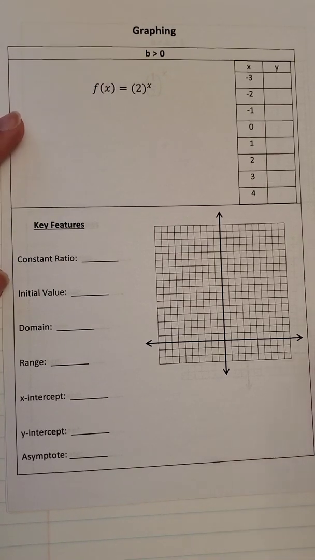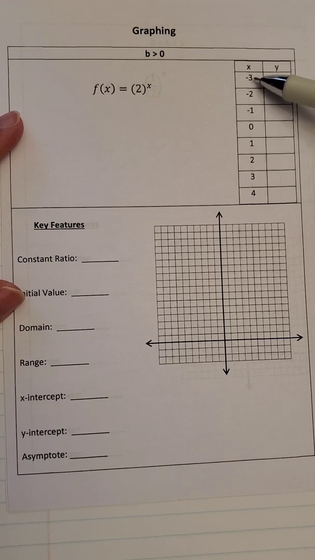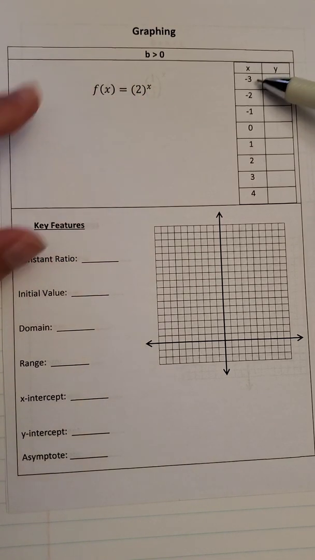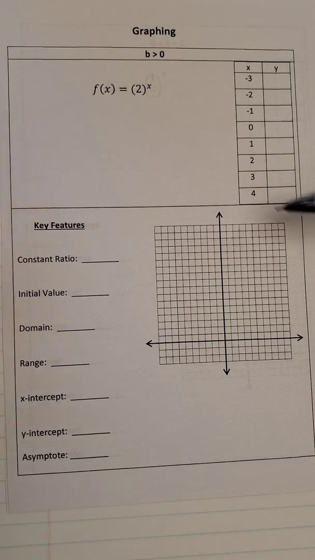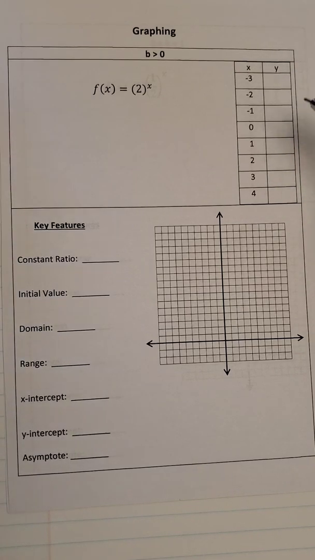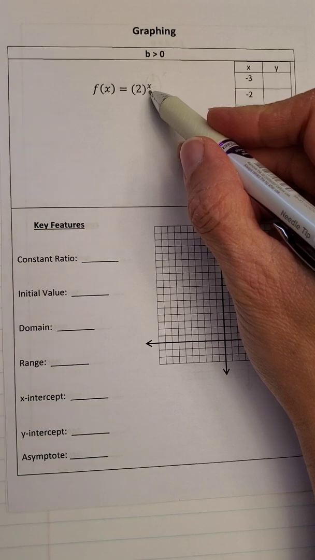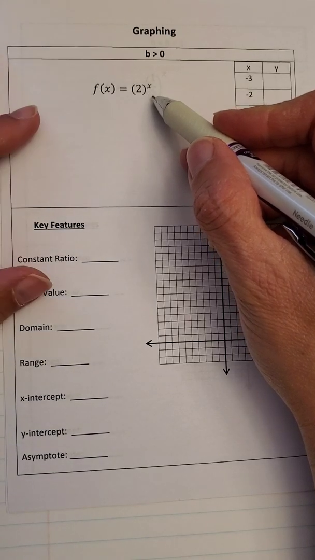So first, we're going to graph using a t-chart. We're going to plug -3 in for x and find out what y value we get. We're going to do all that, then we're going to graph it. So real quick, I'm going to do this kind of quickly. If you want to put it in your calculator, you can.